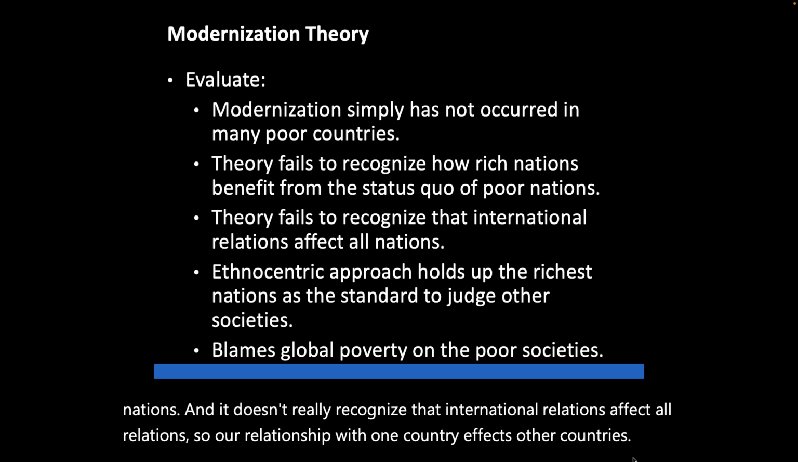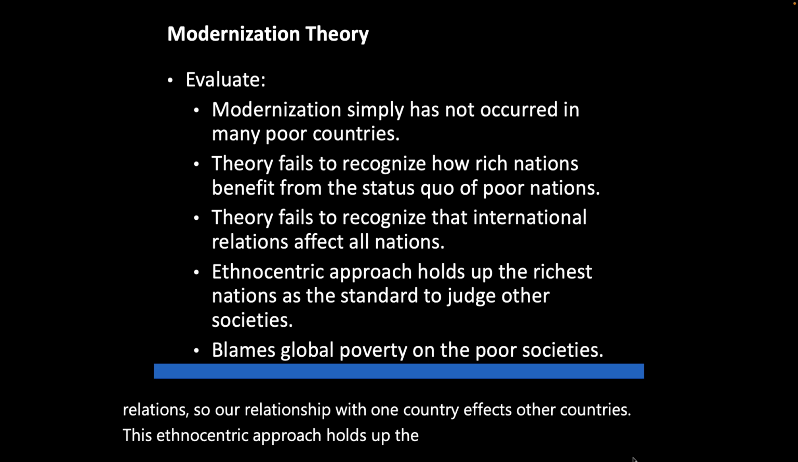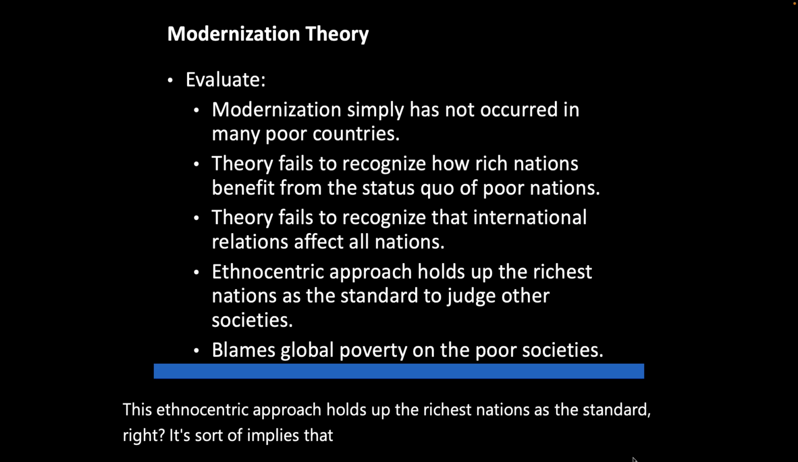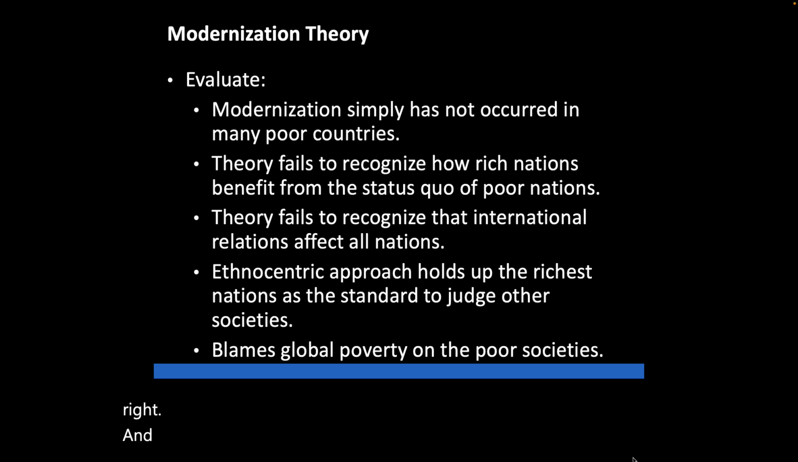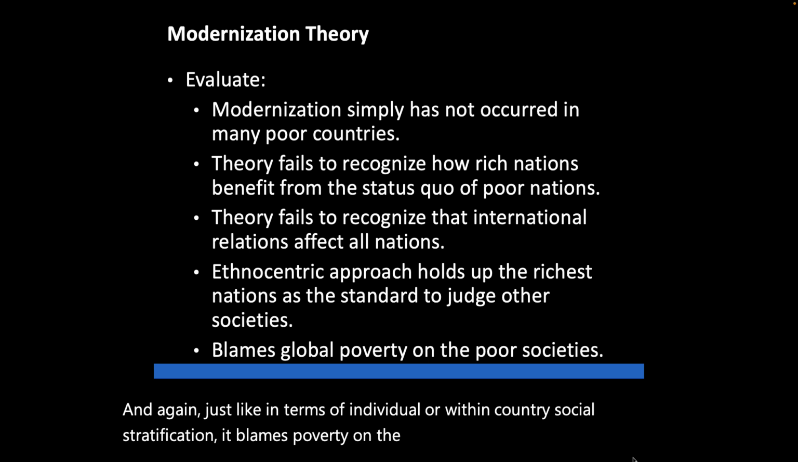This ethnocentric approach holds up the richest nations as the standard, right? It sort of implies that what wealthy nations are doing is what's right. And again, just like in terms of individual or within-country social stratification, it blames poverty on the poor.